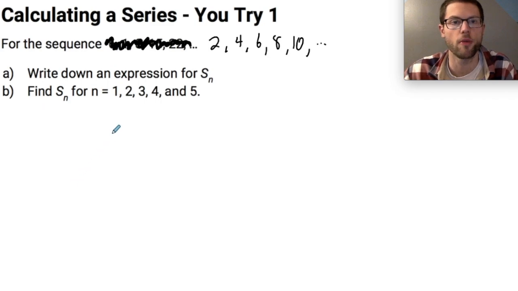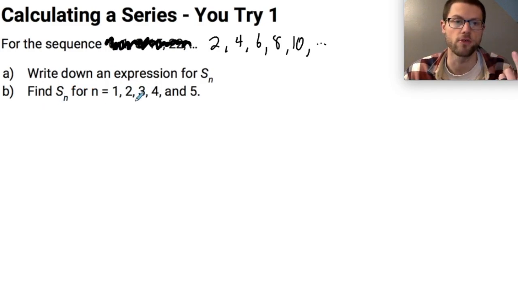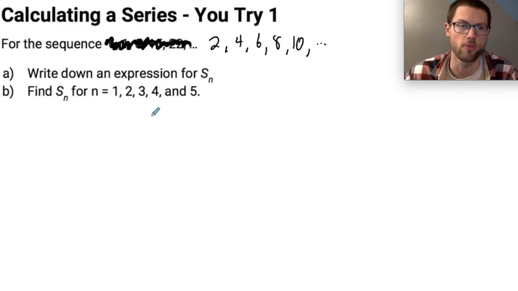Now you try this problem. This is the sequence 2, 4, 6, 8, 10, and it goes on forever. I want you to A, write down an expression for s sub n, and then B, write down what the sum is for these different n values. So find me the sum of a one-term series, a two-term series, a three-term series, a four-term series, and a five-term series. So pause the video, give this one a shot, and we'll see how it goes.